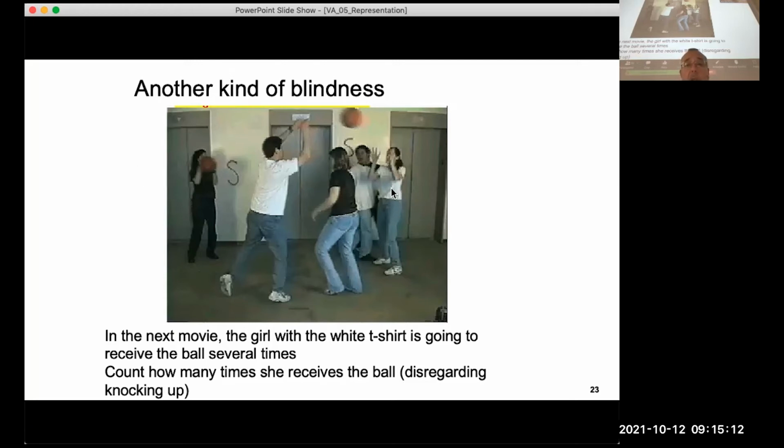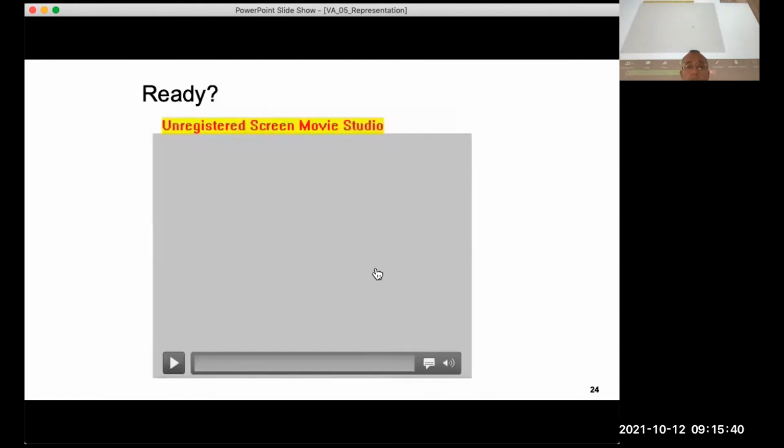Among them, there is only one girl with a white shirt. I will start the movie. You have to count how many times this girl gets the ball and throws it away, disregarding whether she knocked the ball on the floor. If you're ready, I go.